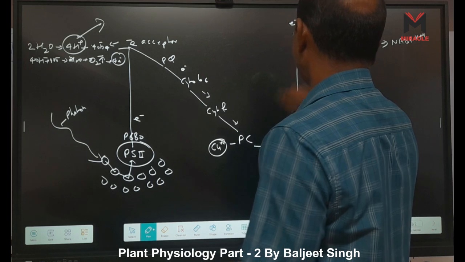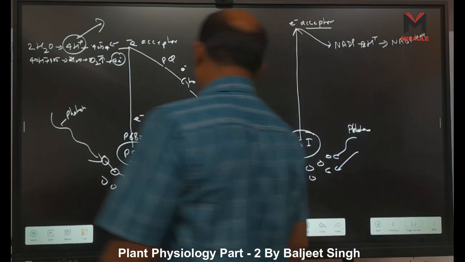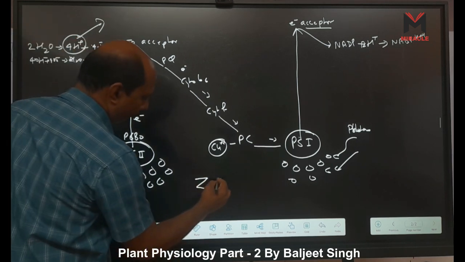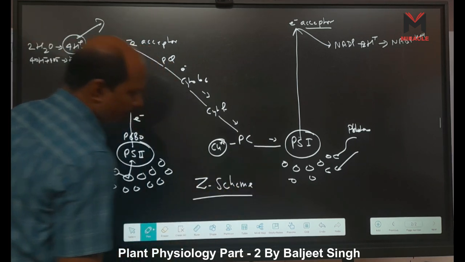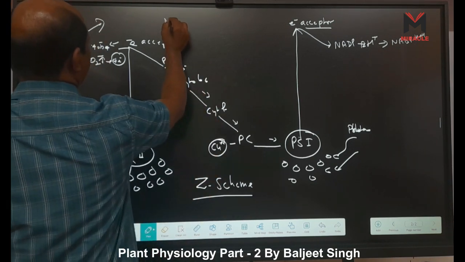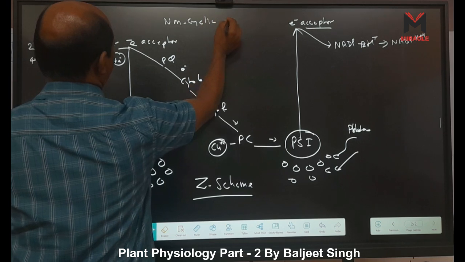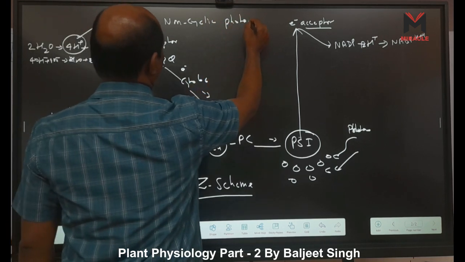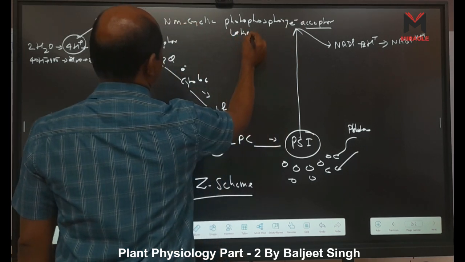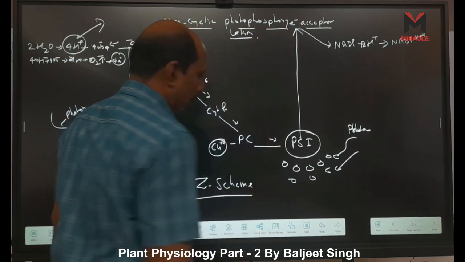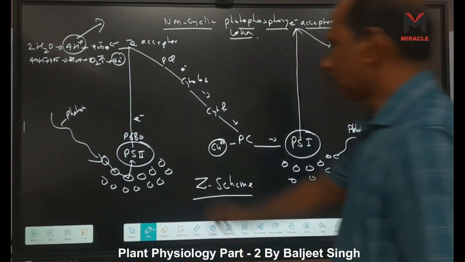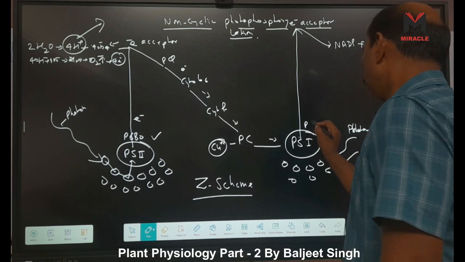This scheme is called the Z scheme because this structure looks like a Z. Another name of this Z scheme is non-cyclic photophosphorylation. Non-cyclic photophosphorylation, do you understand? This is 680, this is 700. This is P700.